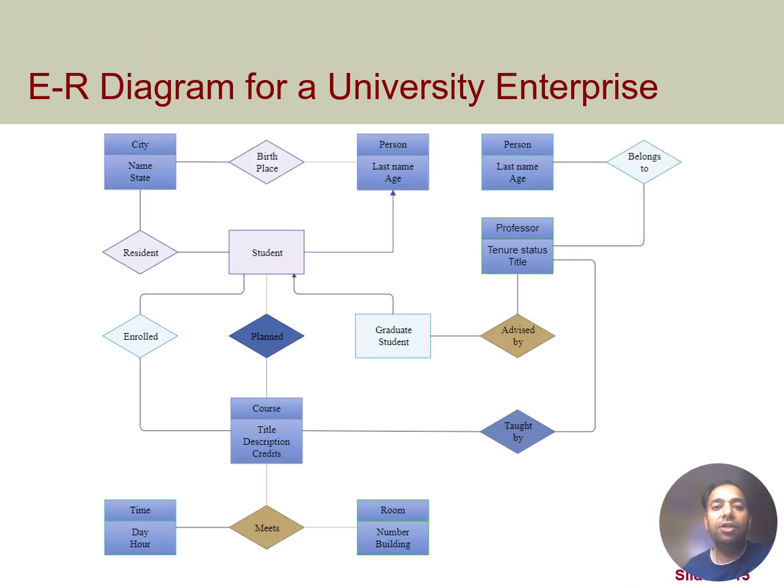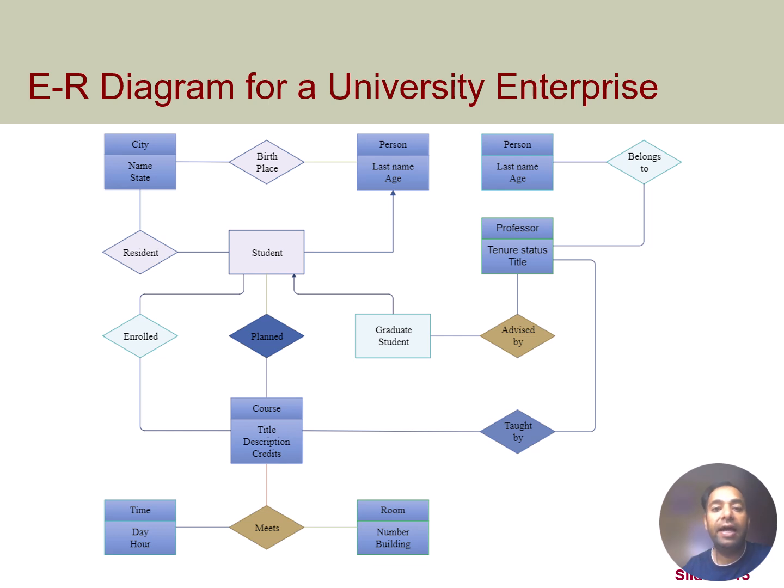ER or Entity Relationship Diagram for a University Enterprise. Let's see section by section, explaining the entities, relationships and how they interact with each other. This is typically shown to illustrate a high-level conceptual model of how data is related in a university setting. So what are the entities here? The first one is city, which has attributes name, state. A city is the birthplace of a person. Person has attributes like last name and age. Appears twice, possibly indicating different roles.